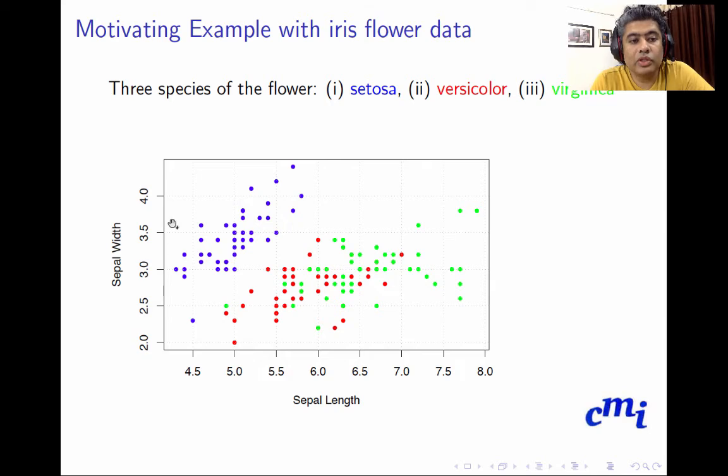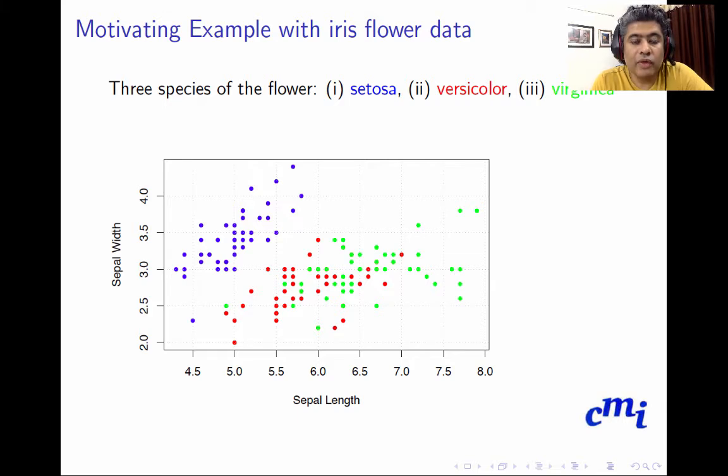Here I am just presenting you the sepal width and the sepal length, and I colored each flower based on its species. If it is a setosa, I colored it blue. If it is a versicolor, I colored it red. If it is a virginica, I colored it green.